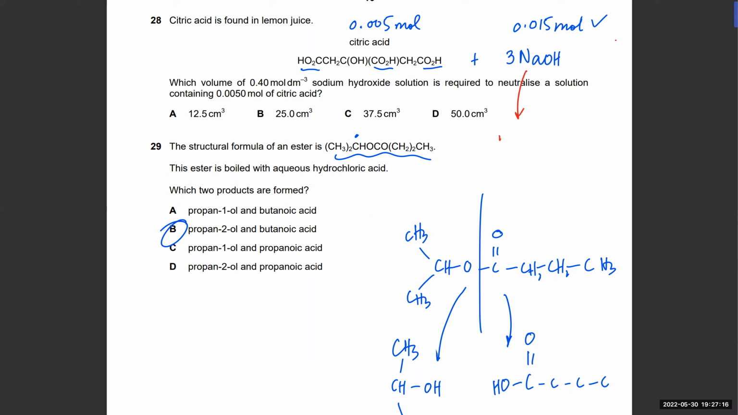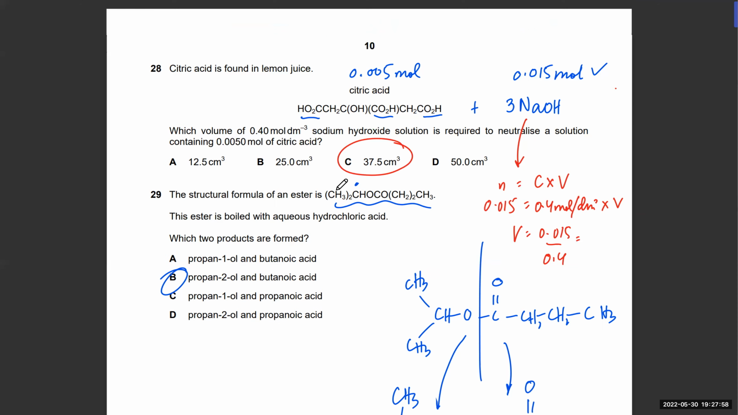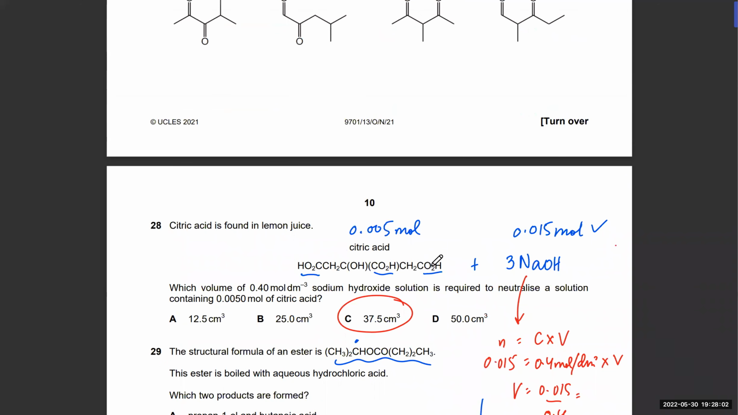So now we have the moles. What is moles? Moles is concentration times volume, right? We have the moles, 0.015. We have the concentration of the NaOH as well, that's 0.4 mole per dm cube. So now we can find the volume. What is 0.015 divided by 0.4? 0.0375. And multiply that by 1,000 because we need the answer in cm cube. So that's going to be 37.5, which is C.